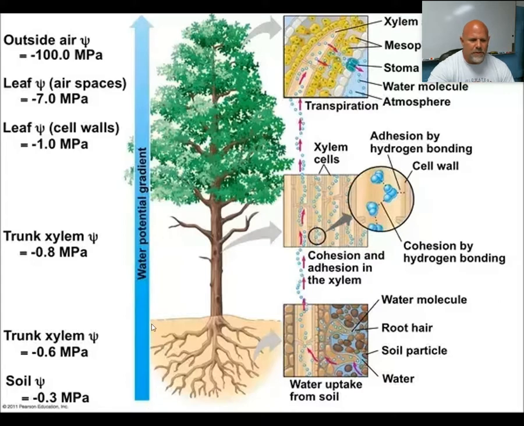And so water wants to move from the soil into the roots, from the roots into the xylem, into the higher xylem, into the leaf cell, or into the leaves, and then out through the stomata into the air. So that's part of how water moves through a tall tree.